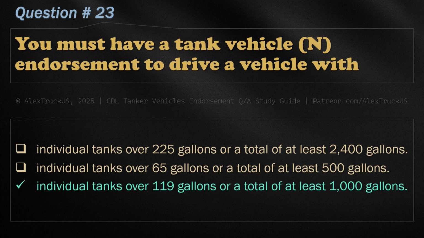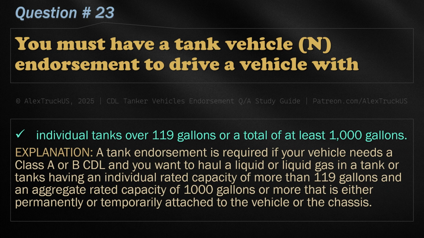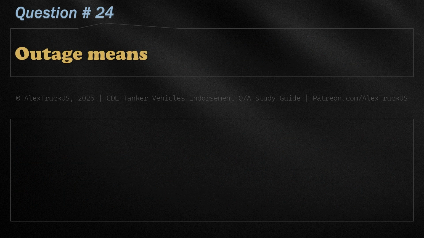Correct answer is: individual tanks over 119 gallons or a total of at least 1,000 gallons. A tank endorsement is required if your vehicle needs a Class A or B CDL and you want to haul a liquid or liquid gas in a tank or tanks having an individual rated capacity of more than 119 gallons and an aggregate rated capacity of 1,000 gallons or more that is either permanently or temporarily attached to the vehicle or the chassis.